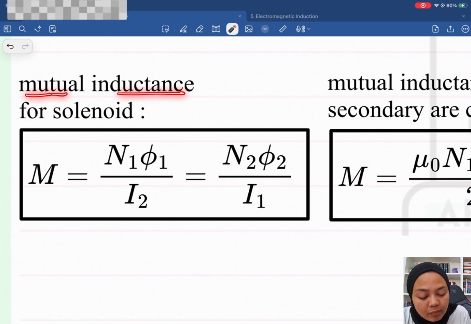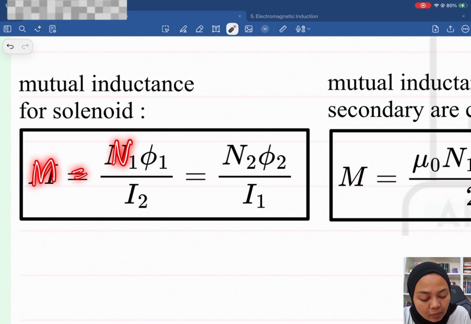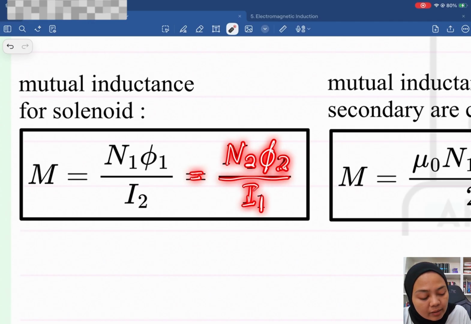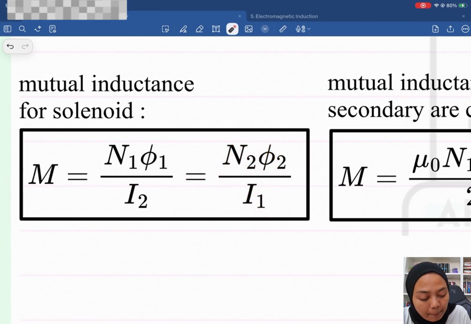Let's take a look at the mutual inductance equations. The first one is the mutual inductance for a solenoid. M equals the number of turns in the primary coil times the flux of the primary coil divided by the current in the secondary coil, or the number of turns in the secondary coil times the magnetic flux of the secondary coil divided by the current in the primary coil.